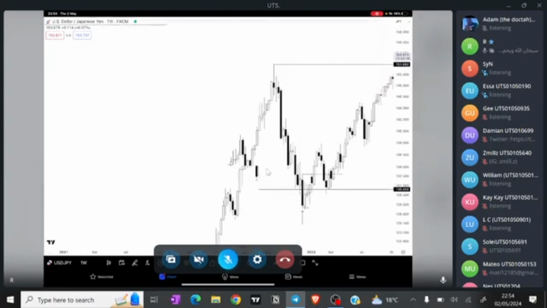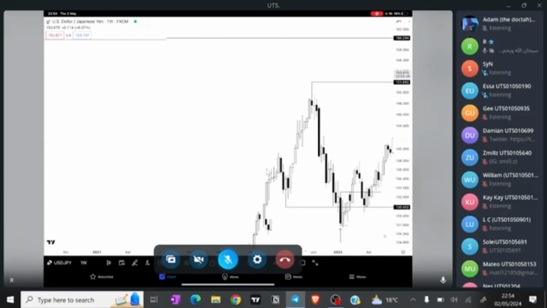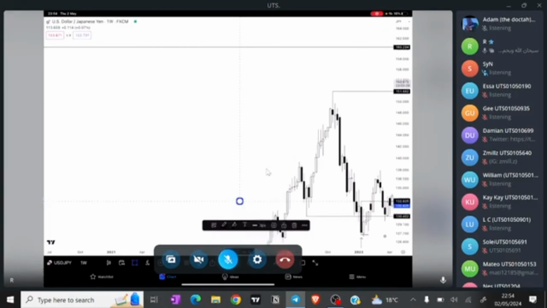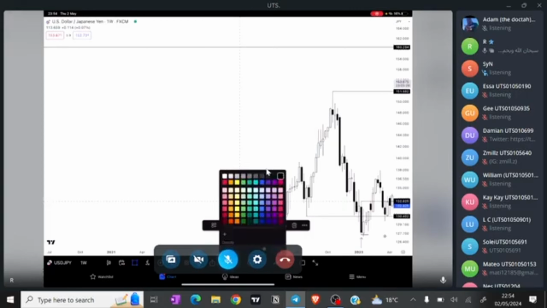Let's get an illustration. Why is it green? It's supposed to be green. All right.